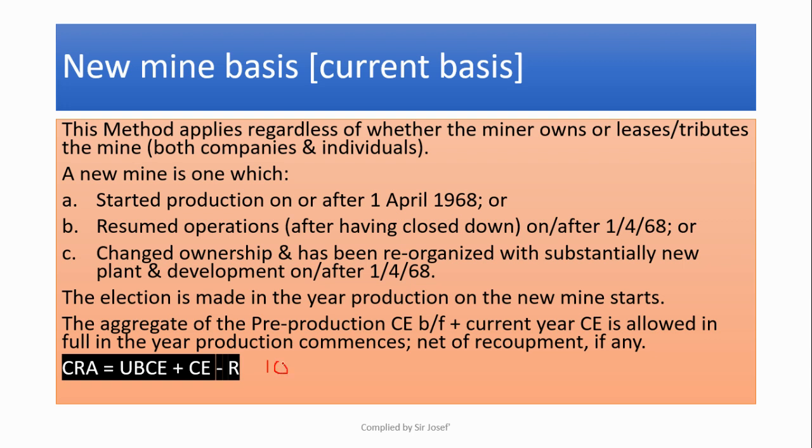Let's say our UBCE is 100, and in the current year we have another 100, and then recoupment we have 50. So that means if we say 100 plus 100, 200 plus 50 minus 50, that's 150. We don't divide by this 150, it becomes our CRAP.